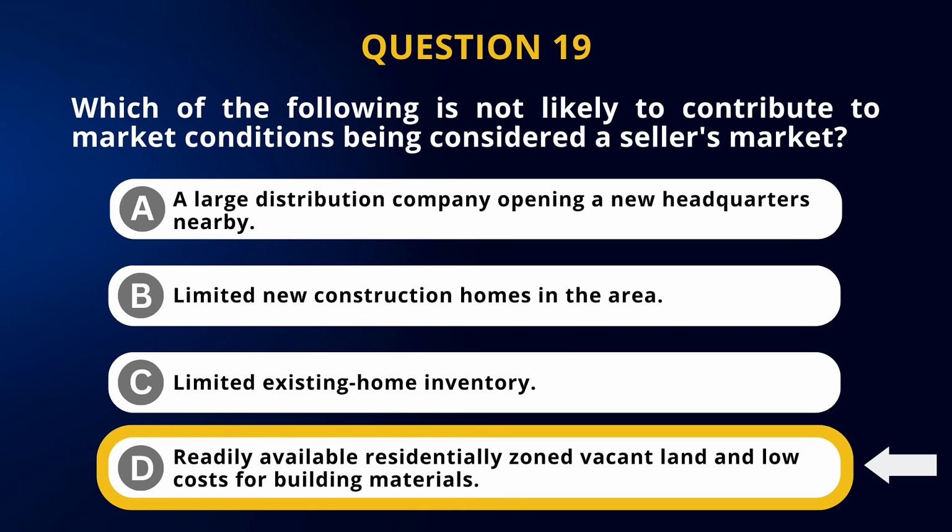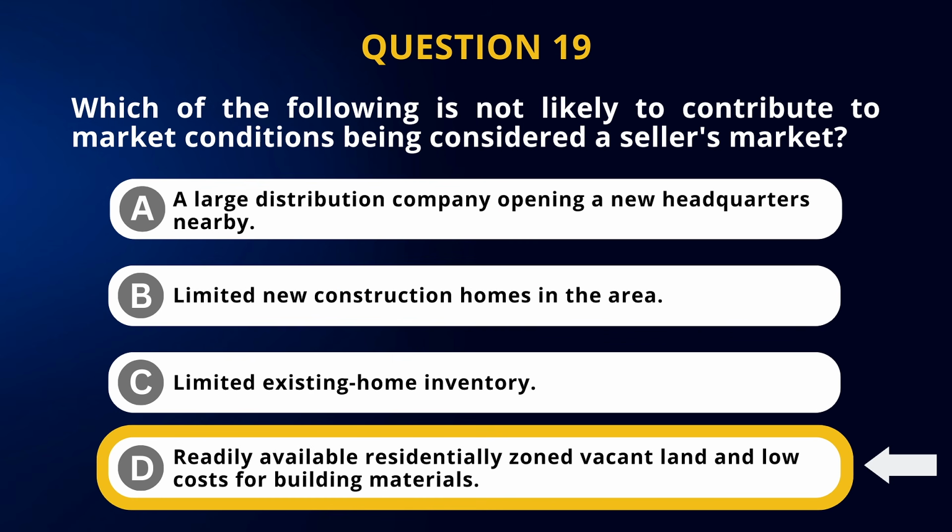So the idea here is what would contribute towards a seller's market versus a buyer's market. A buyer's market would be letter D. In a buyer's market, there'd be readily available, residentially zoned, vacant land, so an abundance of land and very low cost to build on the land. If you have that, along with low interest rates and so on, then a buyer has the ability to be way more flexible in what they want, which makes that an example of a buyer's market. The other three were seller's markets.